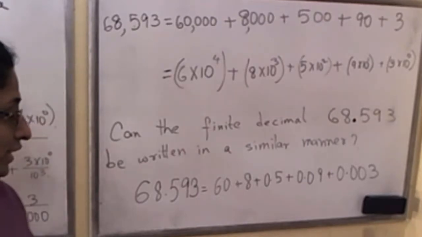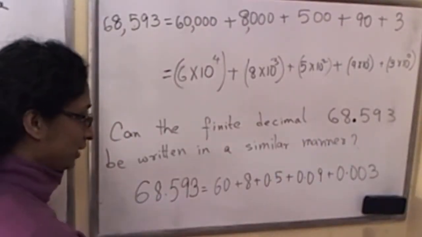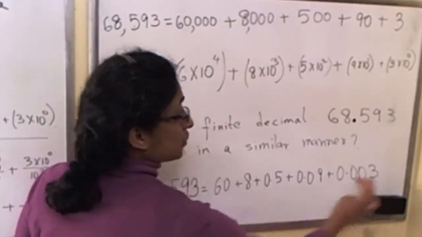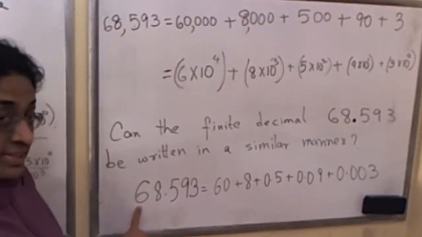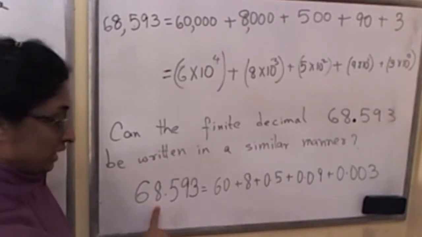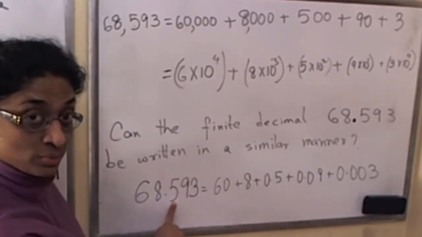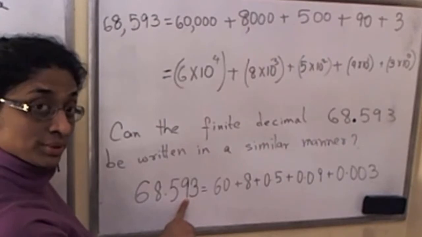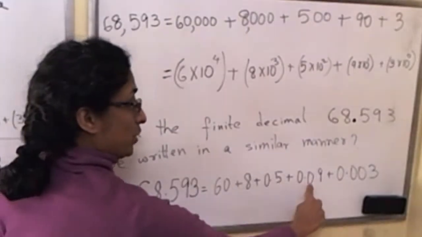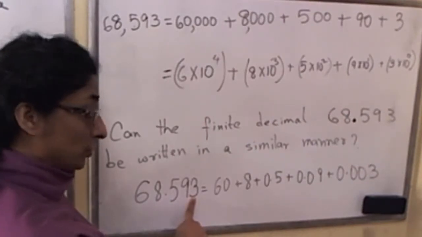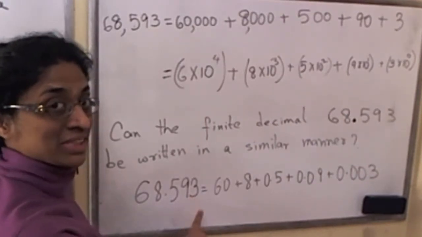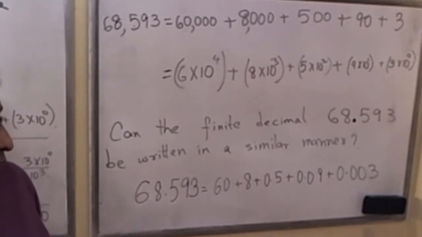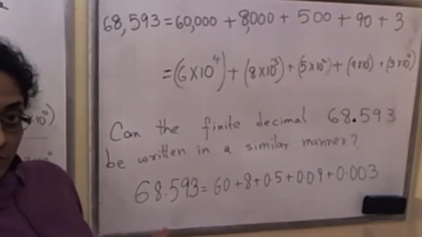So this is what we get for the expanded form of 68.593: 60 plus 8 plus 0.5 plus 0.09 plus 0.003. So that means this 6 here stands for 60, 8 stands for 8, and this first decimal digit 5 stands for 5/10. The second decimal digit 9 is really 9/100 or 0.09. This third decimal digit 3 is really 3/1000 or 0.003.